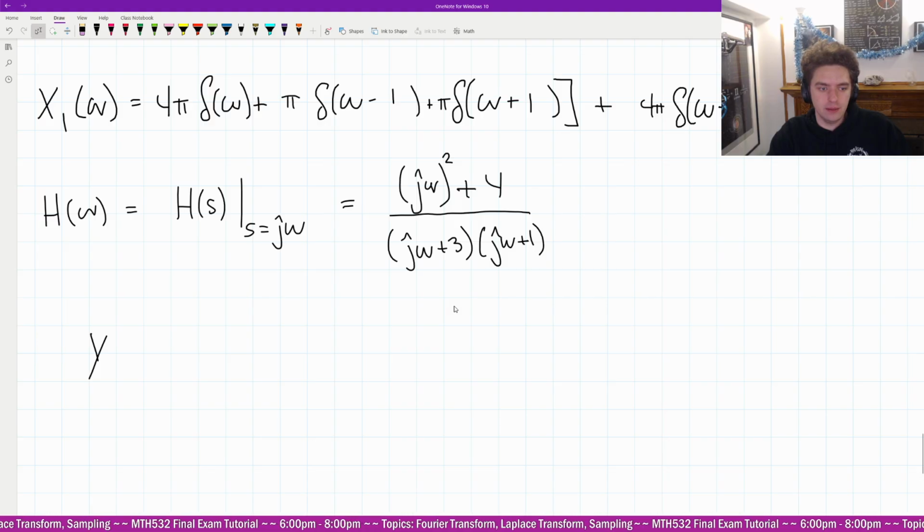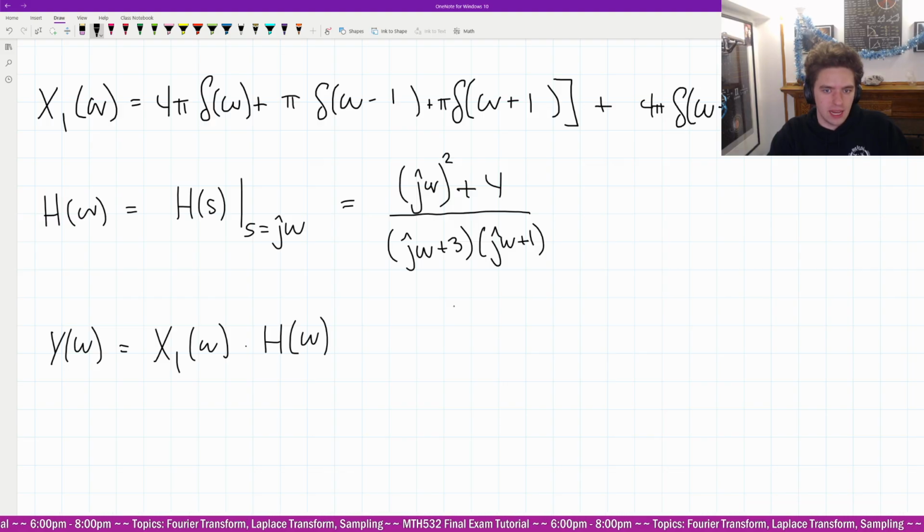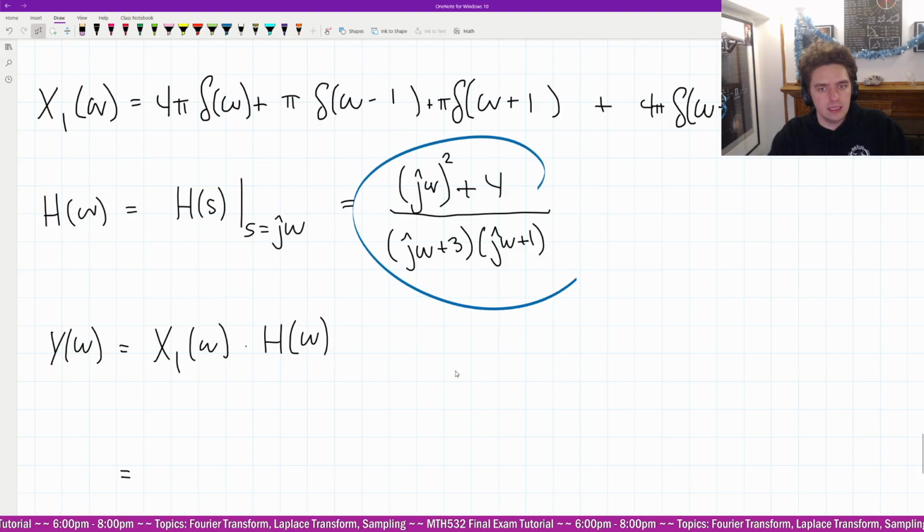So our Y of omega is going to be X1 of omega times H of omega. Now, this looks like hell to figure out. It's actually not that bad, because remember the sampling property. When you multiply by deltas, it's like you're just putting a value in. So basically, the first term, you're multiplying this by each term here.